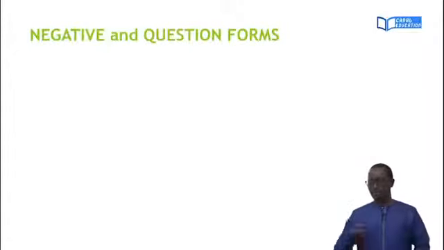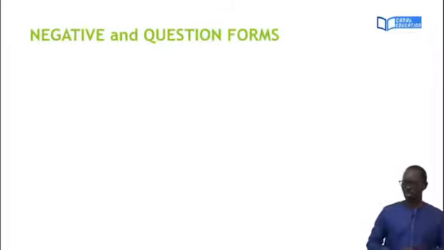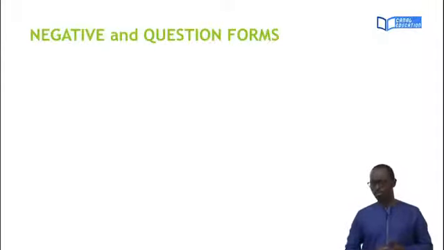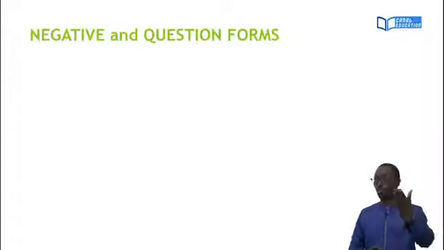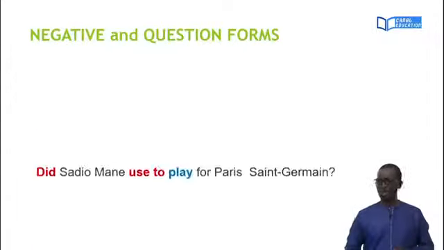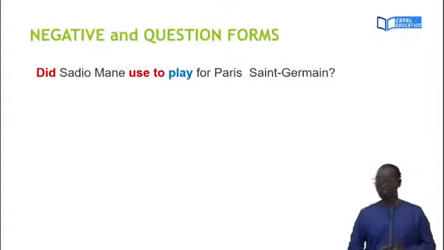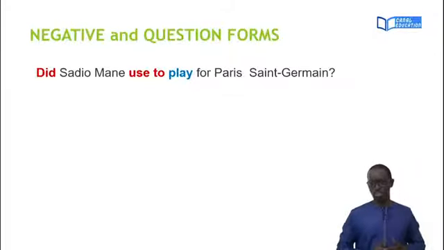Okay, the third part. It is negative and question form. Guess how to ask questions with the used to structure, and how to answer questions about used to in the negative form. Very important. Did you guess? Okay, how do you ask questions? Okay, I will check if you were right. Very good. You have did, which is the auxiliary. You have the subject, Sadio Mane. The structure, used to. And play, the base verb. You're right. Very good.